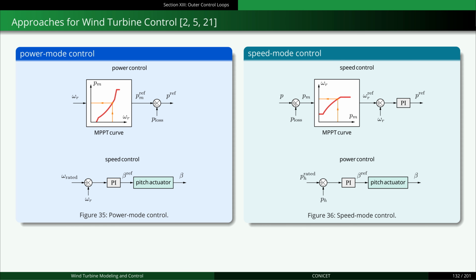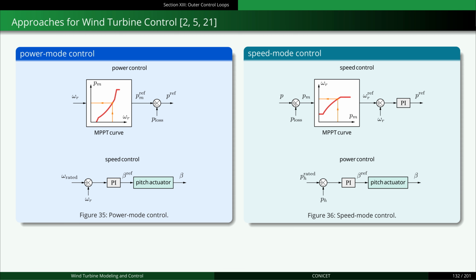There are two control approaches for variable speed wind turbines: power mode control and speed mode control. They are illustrated in figures 35 and 36 respectively. These approaches operate the turbine along a desired power-speed curve. Here we use the MPPT curve described in Section 2. The next section will explain other possible curves.